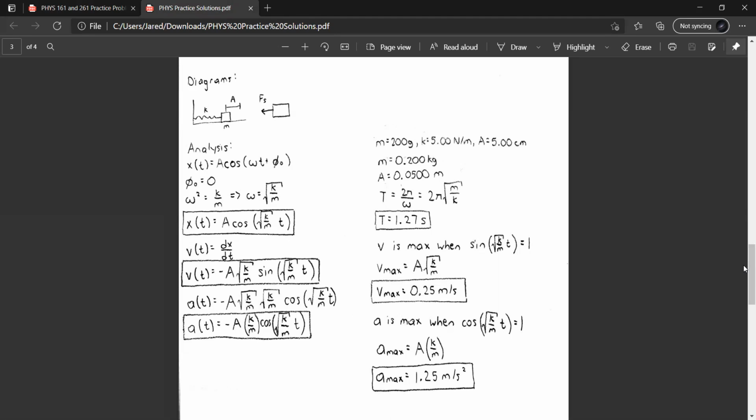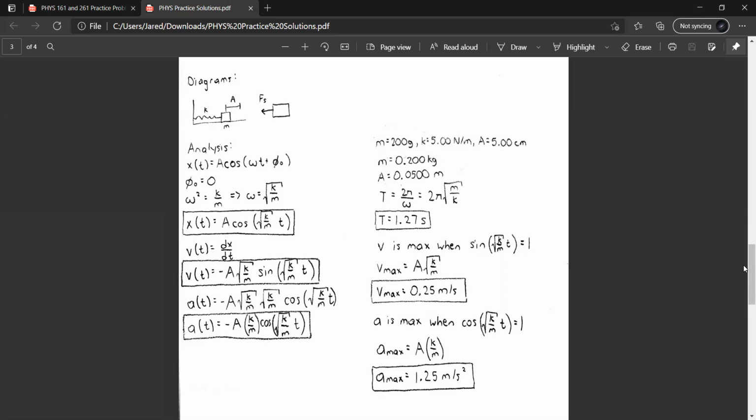And just like previously, acceleration is the derivative of velocity. So again, we have to take out that square root of k over m and turn the trig function from negative sine to negative cosine. And since on the outside they're both square root of k over m, we can square those together to simply get k over m. So the acceleration function will be equal to negative a times k over m times the cosine of the square root of k over m times t.